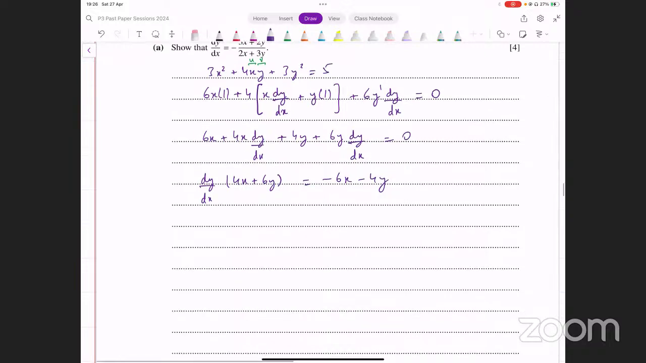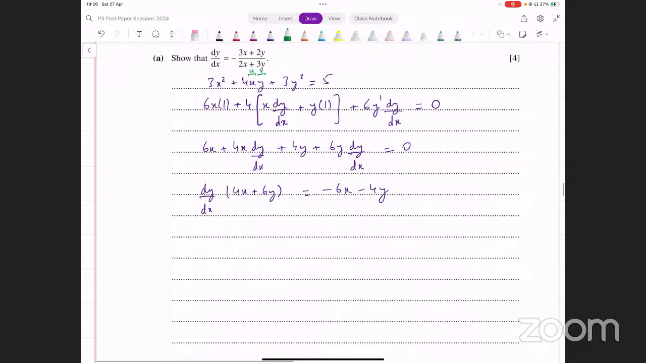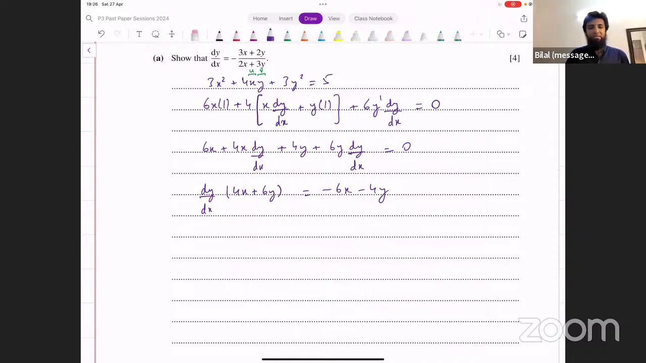And now we divide by the other side. But before that, it might be easier if you simplify this first, because remember what you want in the end? You've got 3 and 2 here, 2 and 3 here. And in the expression that you've got, you have 6 and 4. So it might make things easier if you just divide the whole equation by 2 at this point. We can do that, right? Divide the whole equation by 2. What does that give? On the left side, we would have 4x over 2, which is 2x. 6y over 2, that's 3y. On the right side, we've got minus 3x minus 2y.